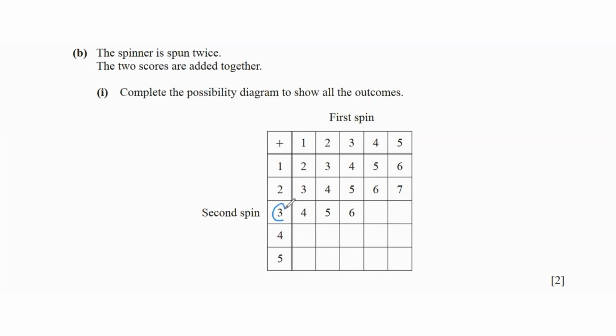So over here, we're going to add 3 and 4. That's 7. 3 and 5, 8. Then 4 plus 1, 5. 4 plus 2, 6. 4 plus 3, 7. 4 plus 4, 8. 4 plus 5, 9. 5 plus 1, 6. 5 plus 2, 7. 5 plus 3, 8. 5 plus 4, 9. And 5 plus 5 is 10. That's your diagram.